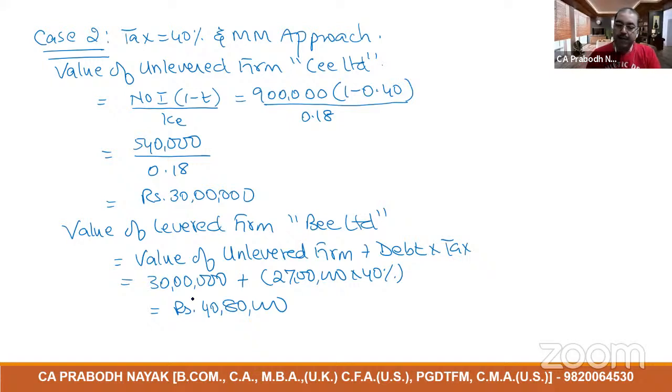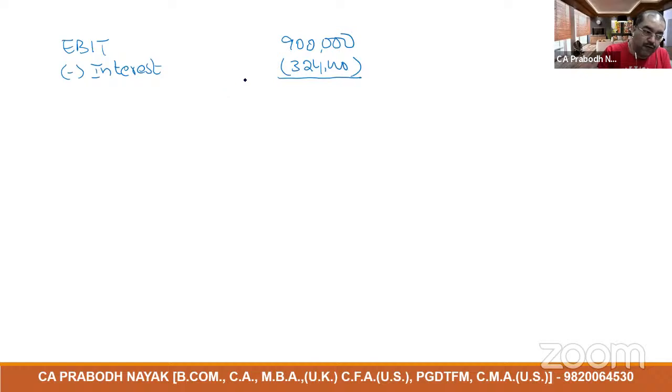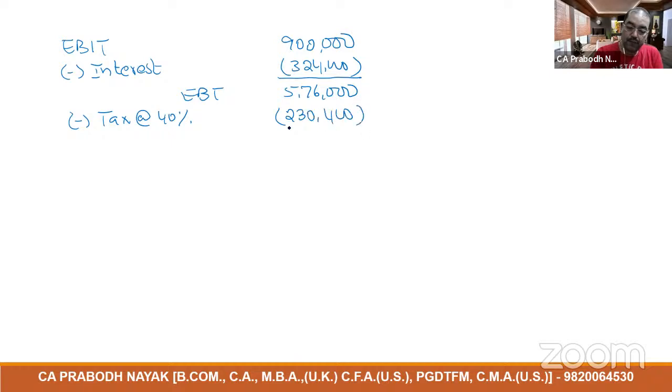Okay. Now let us come back to the statement. EBIT is 9 lakhs, minus interest 3 lakh 24,000. 5 lakh 76,000 is EBT. It is not net income. This EBT 5 lakh 76,000 minus 40% tax. This tax is there. So 5 lakh 76,000 into 40% is 2 lakh 30,400. Net 3 lakh 45,600. This is the net income available for equity shareholders.